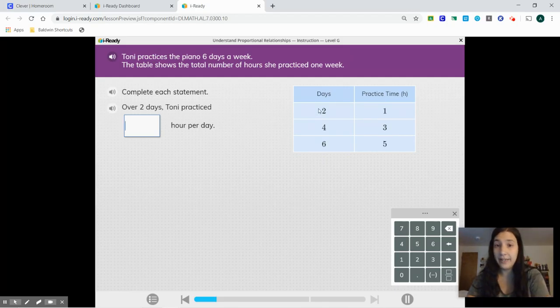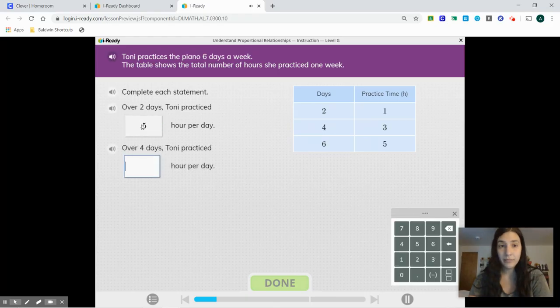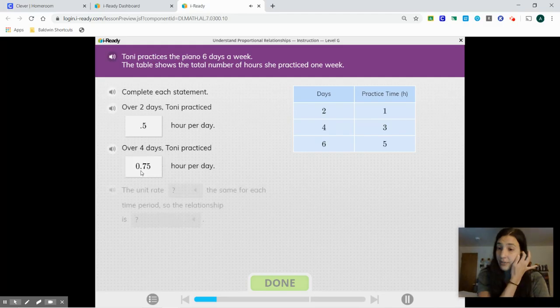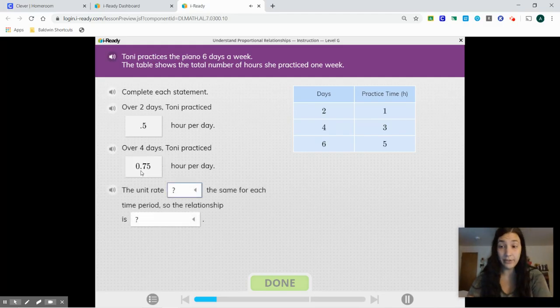So we're doing 1 divided by 2. So when we do that, we see that she is going to practice 0.5 hours per day. And over 4 days, we do 3 divided by 4, which will give us 0.75. So what we see here is that we do not have the same constant of proportionality. There's no constant of proportionality, so there's no unit rate. So we write the unit rate is not the same for each time period. So the relationship is not proportional.